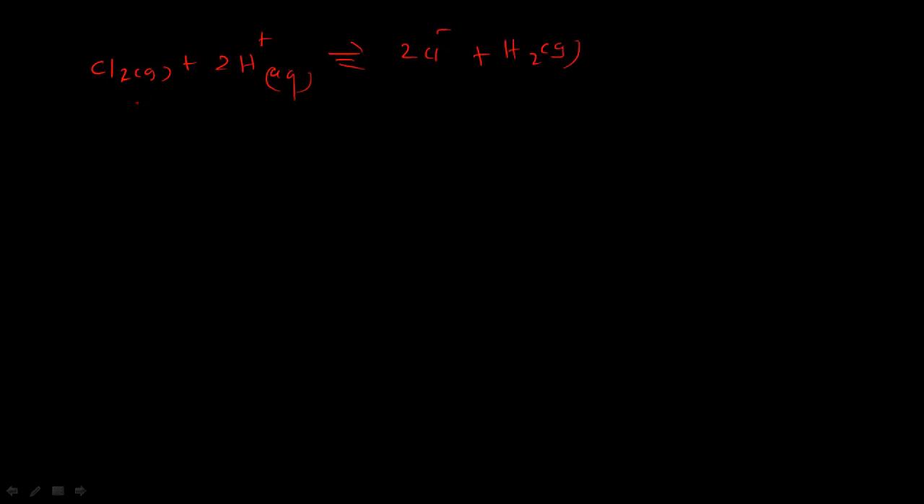So I would like to write the cell from this cell reaction. So first of all, we have to write the separate reaction, means half cell reaction. Actually, this reaction is the net cell reaction. So we have to separate this net cell reaction, total cell reaction, into two half cell reactions.